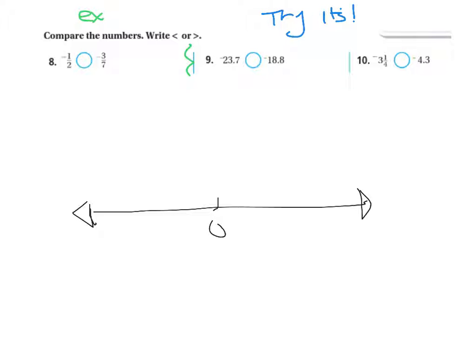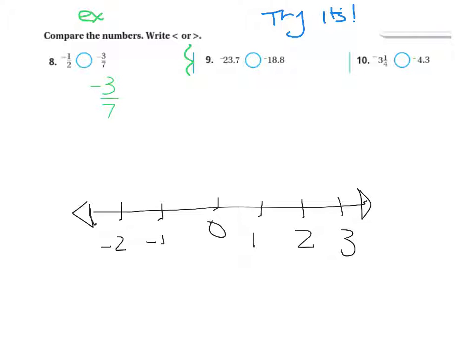Put 0, 1, 2. Sorry, this would be negative -1, -2. Here's +1, +2, and +3 since it fits. So -1/2, well, -3/7.